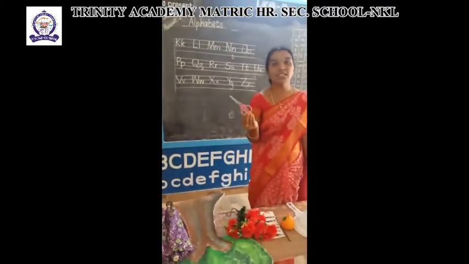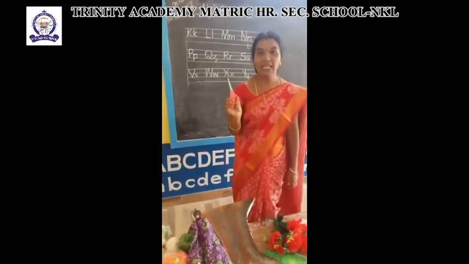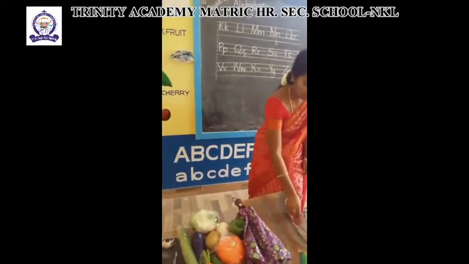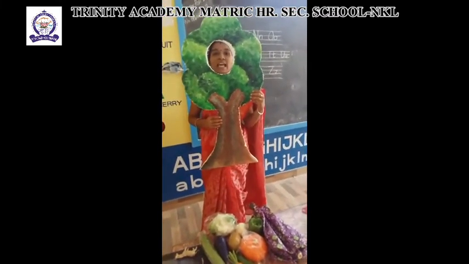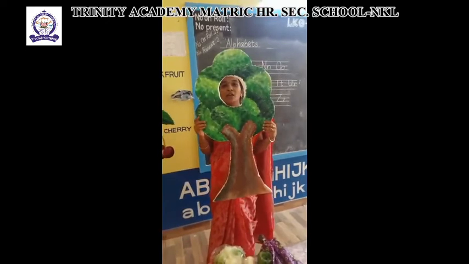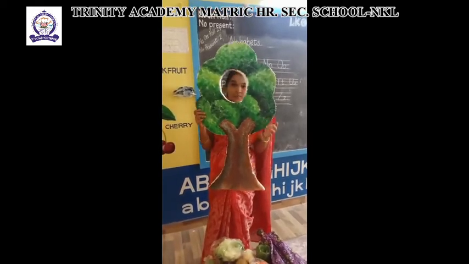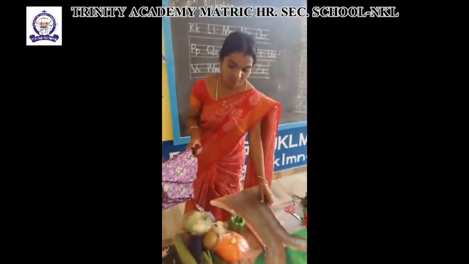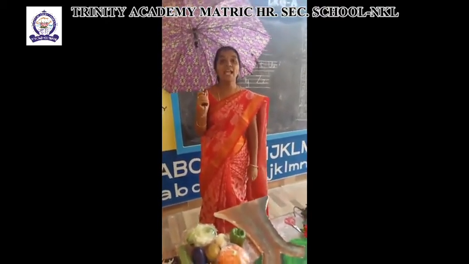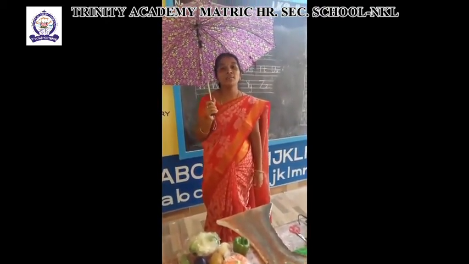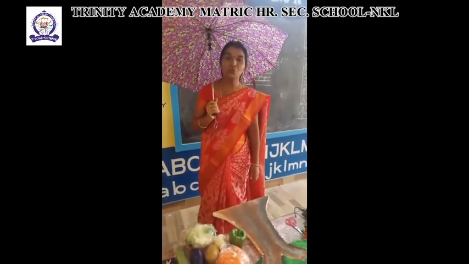What is this? This is a scissor. What is the first letter of scissor? S. S for scissor. What is this? This is a tree. What is the first letter of tree? T. T for tree. What is this? This is an umbrella. It will be useful on rainy days. What is the first letter of umbrella? U. U for umbrella.